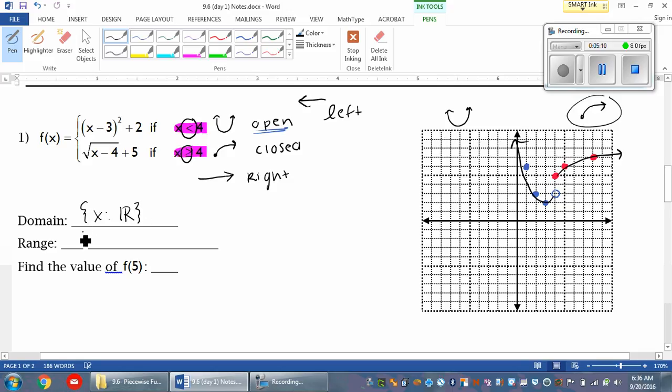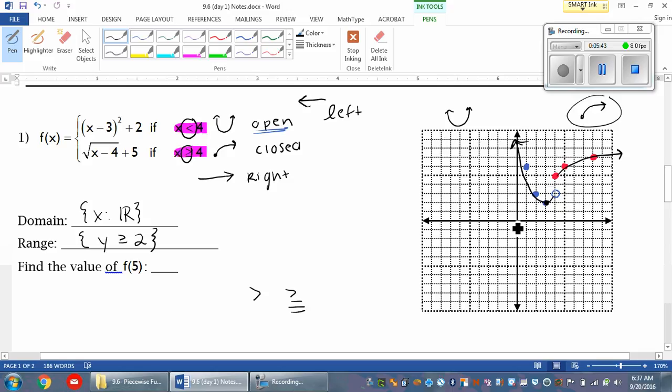Now the range gets a little bit harder. If you notice, this arrow is going up and this arrow is also going up. It's going up a lot slower, but again, over 9 rather than 3, so I'm still going up. They're both going up. That means y is going to be either greater than or greater than or equal to. So think about it from the left, we look at the lowest point. If the lowest point is a closed circle, use the greater than or equal to. And what is that y value? 2.